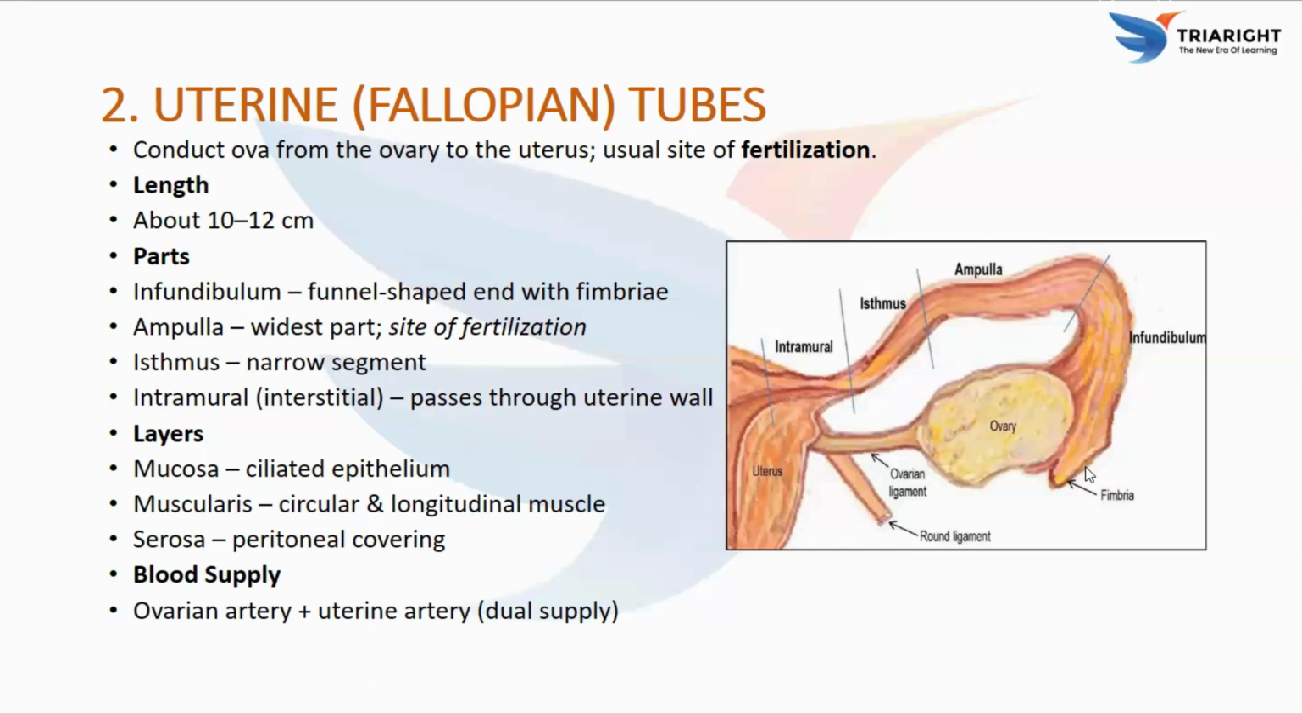So here is a picture showing the parts of the fallopian tubes. This is the ampulla, isthmus, infundibulum and the intramural or interstitial part. This is the ovary and these are the fimbriae, which are finger-like projections over here. And the blood supply: the uterine tube has a dual blood supply, ovarian artery and uterine artery. You can clearly see the ovarian ligament in this picture. Dual blood supply ensures proper function and healing. So this is about the fallopian tubes.